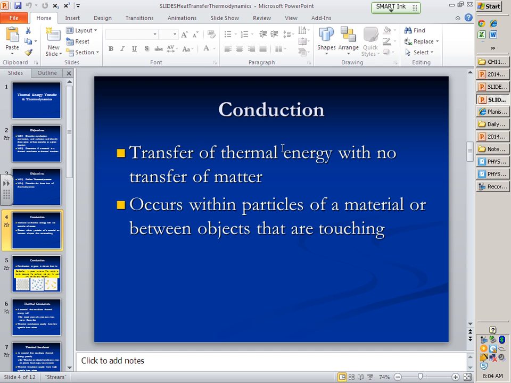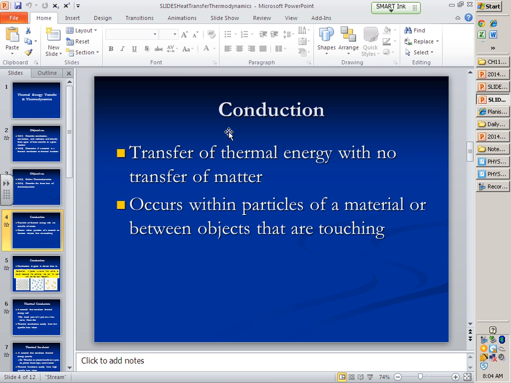So conduction, right? Conduction would be that the note starts on one side, you pass it to the person next to you, right? Then that person passes it to the person next to them, then that person passes it to the person next to them, and that person passes it to the person next to them, right? Transfer of energy with no transfer of matter. So the note has moved, but nobody has gone anywhere, right? That's the idea of conduction.